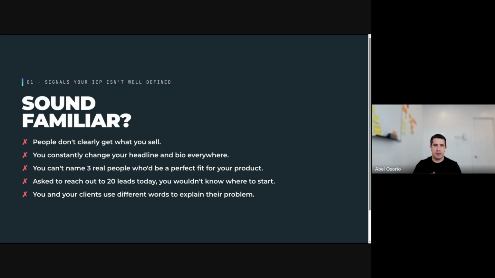And the last signal is that we use different words to explain the problem, to explain the situation they are in. So maybe we fine-tune our ICP with Claude, ChatGPT, and we find those very specific words that really articulate our business model, business idea, but they use different words, so we can't really connect with them, right?